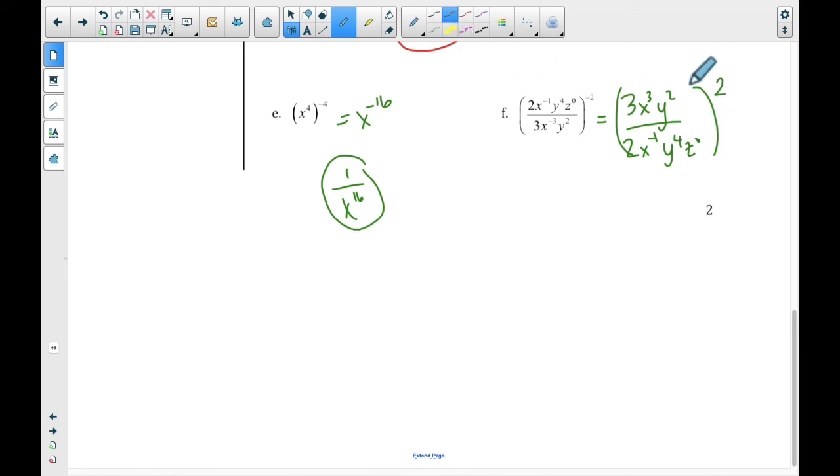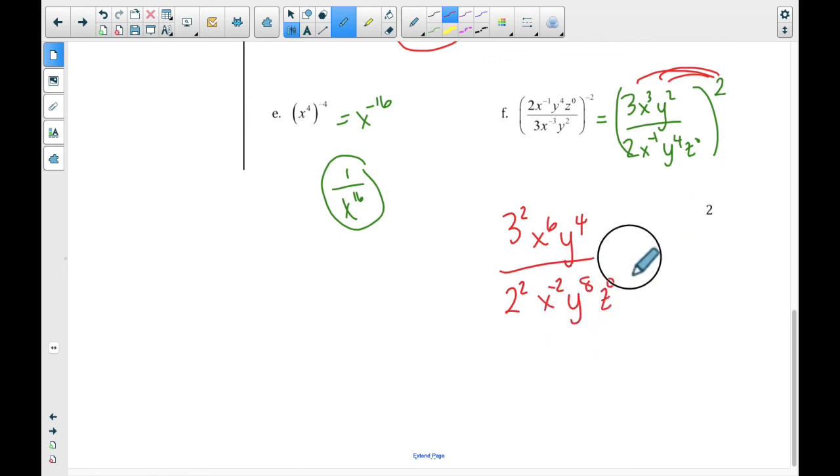Now I'm going to distribute that power to all 3 parts and everything down here. So that's 3 to the 2nd, x to the 6th, y to the 4th. On the bottom, 2 squared, x to the negative 2, y to the 8th, and z to the 0 times 2 is still 0. Anything to the 0 power is 1, so that's just times 1, and we don't really need that in multiplying problems, so we can cancel that out.